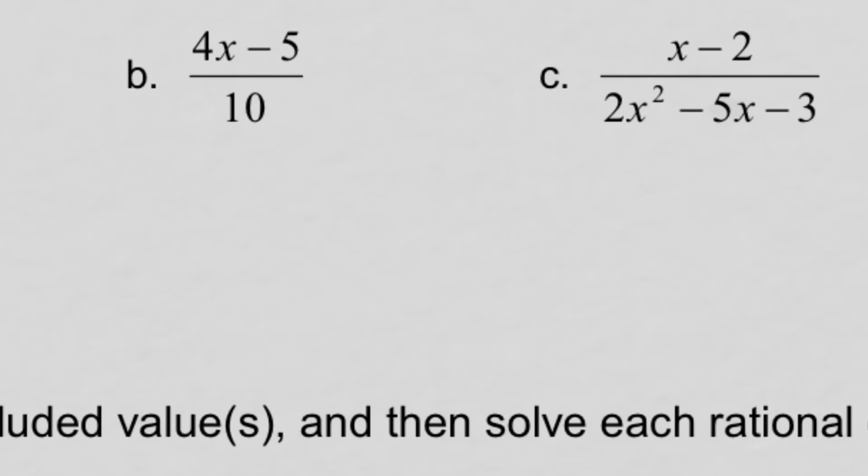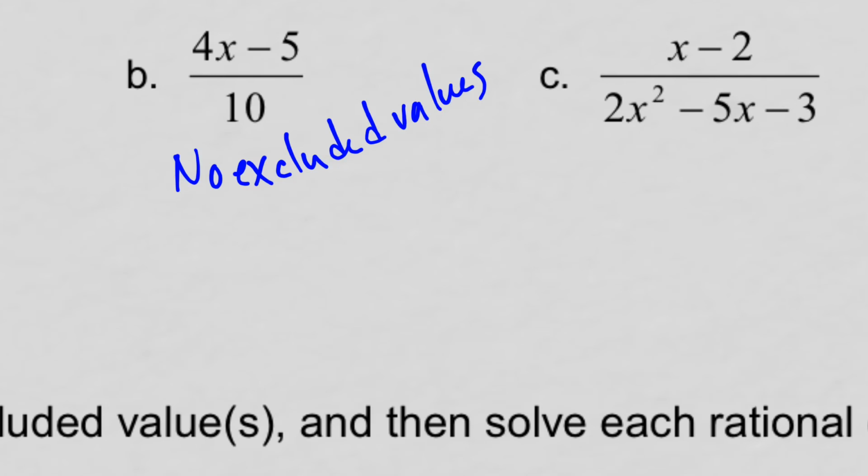B, super easy. Do you see an x in the denominator? No, you don't. So there are no excluded values here because there are no x's in the denominator. That is a horrible way of writing excluded values. No excluded values. Since there's no x in there, there's nothing that could ruin this fraction. You could plug in anything you want and it will still work because you're dividing by 10.